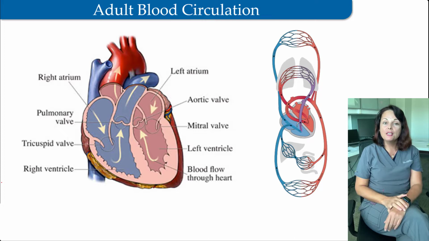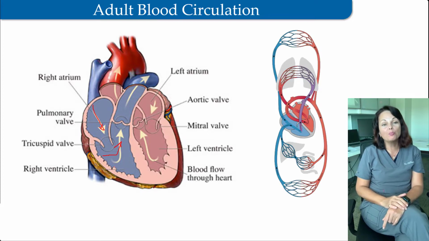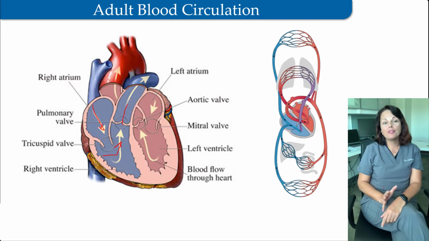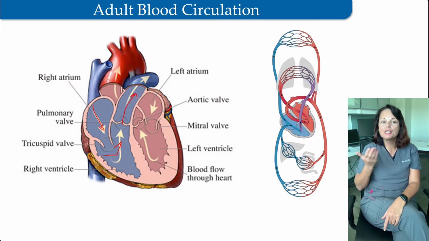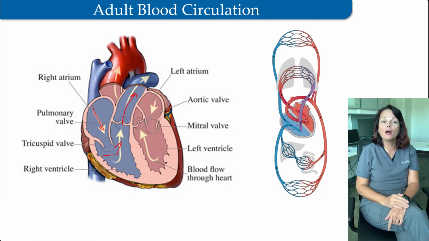Well, as you see, two blood flows are simultaneously passing through the heart. The right atrium receives the venous blood from the upper and lower parts of the body, via the superior and inferior vena cava, respectively. The right ventricle pushes this blood to the pulmonary circulation via the pulmonary trunk.